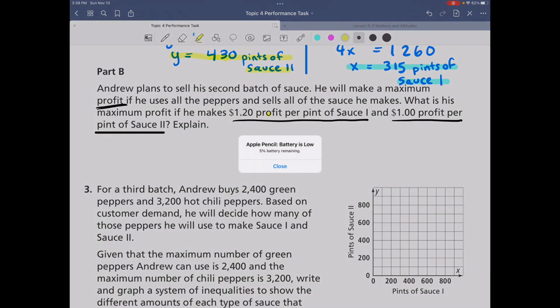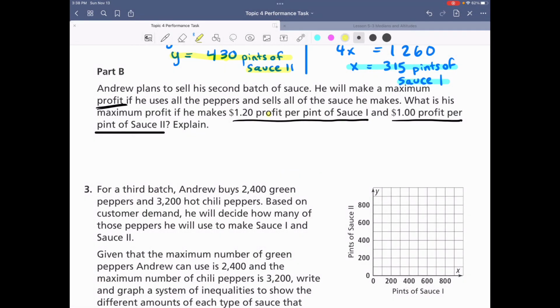Sauce 2 is $1, and sauce 1 is $1.20. So he makes more profit.